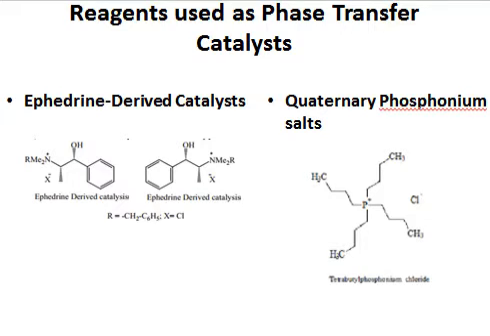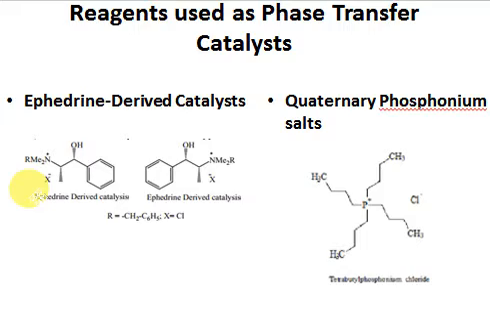So in case you have a chiral center in your phase transfer catalyst, as you're seeing here, then in such cases these phase transfer catalysts can be used as chiral catalysts as well. Right, so you can carry out the asymmetric synthesis or enantioselective synthesis when you are using the phase transfer catalyst as chiral catalyst.